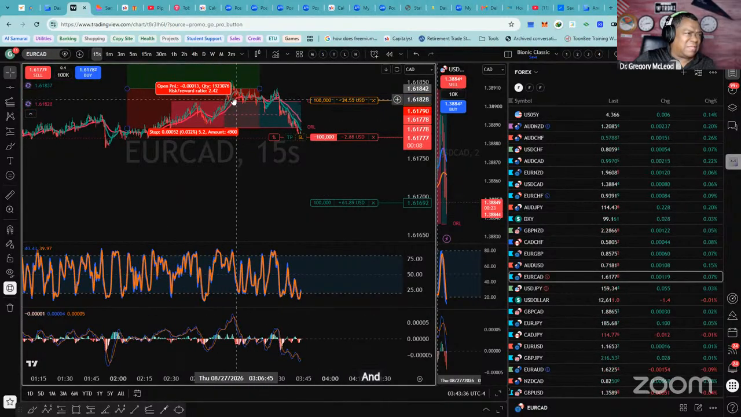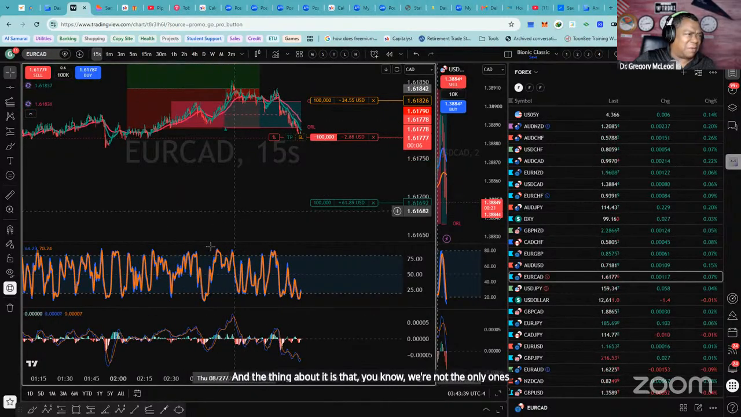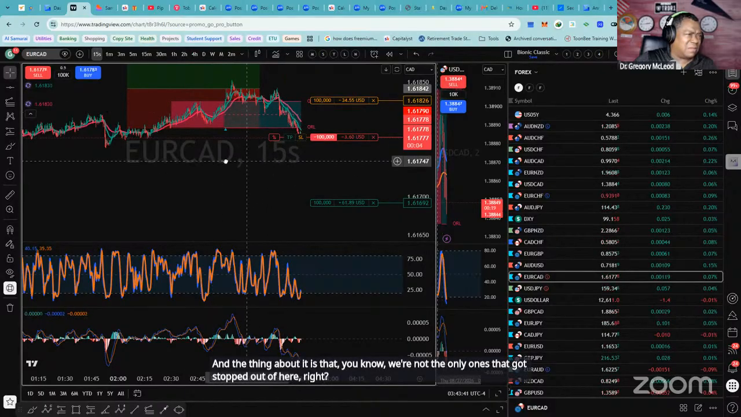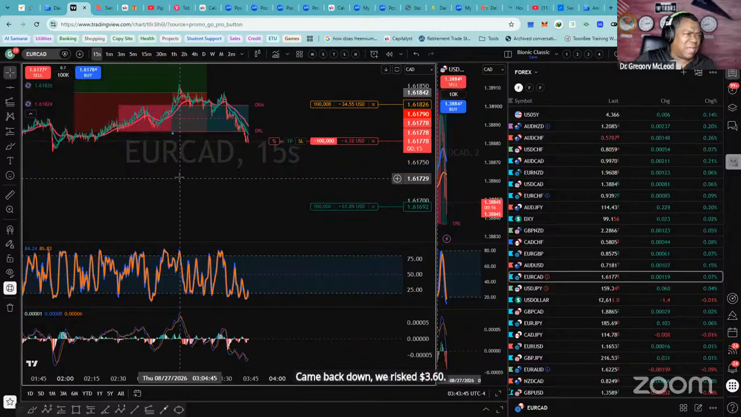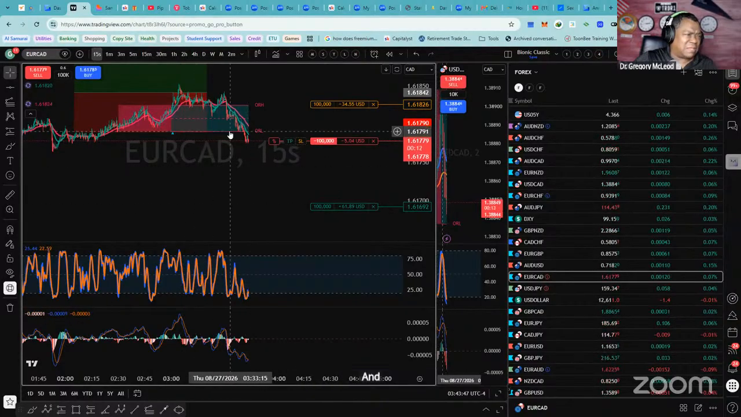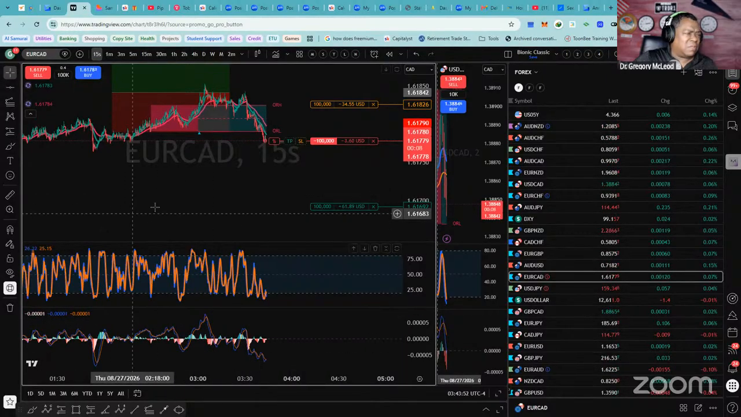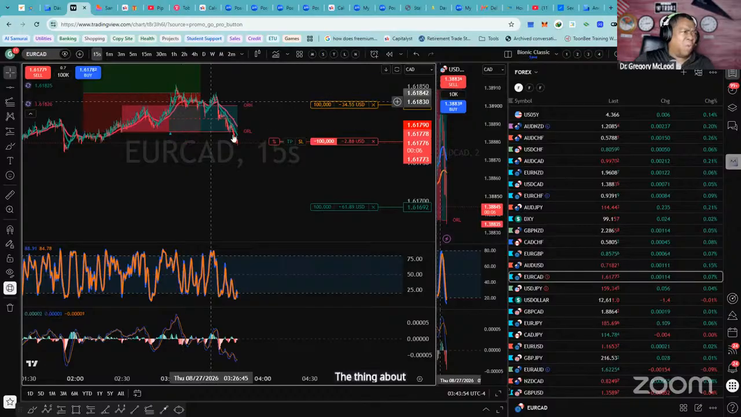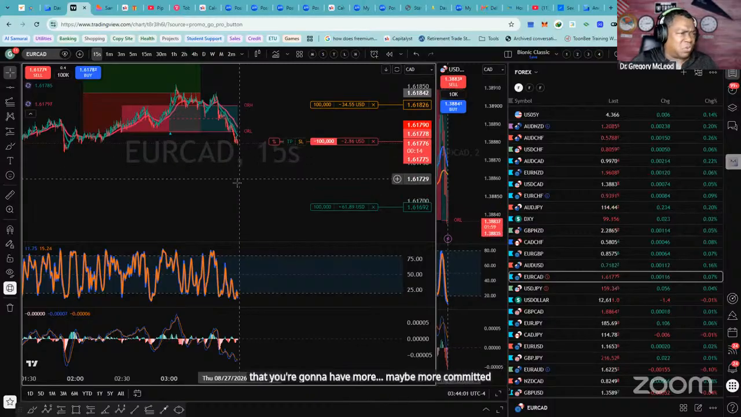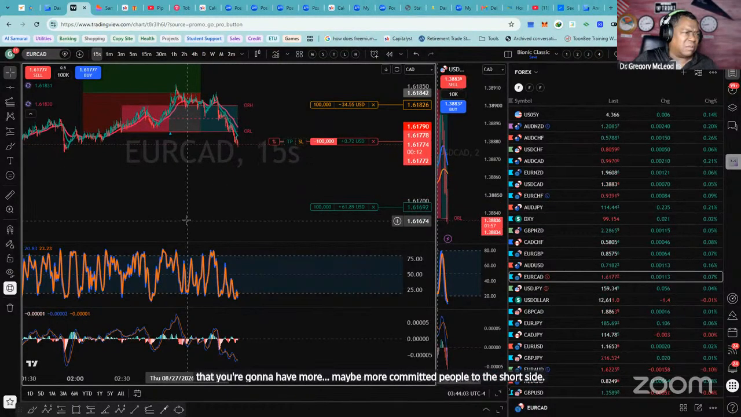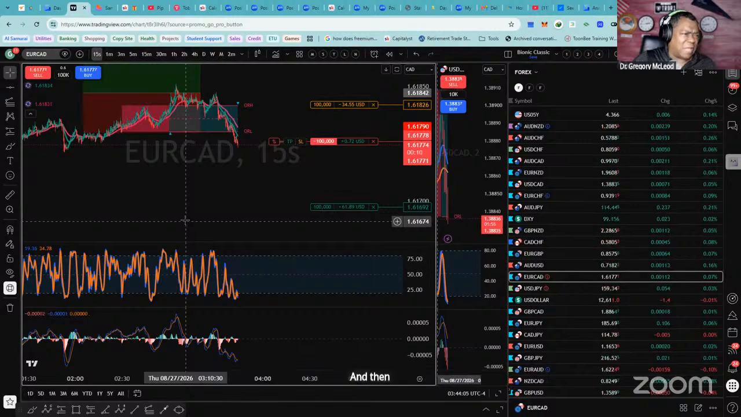And the thing about it is that we're not the only ones that got stopped out here, right? Came back down. We risked $3.60, and the thing about it is that once it breaks and gets all these people out, you're going to have maybe more committed people to the short side. And then they'll probably maybe accelerate and start moving super fast.